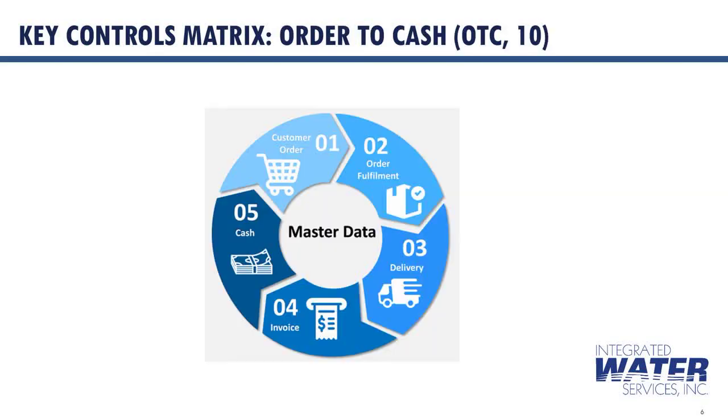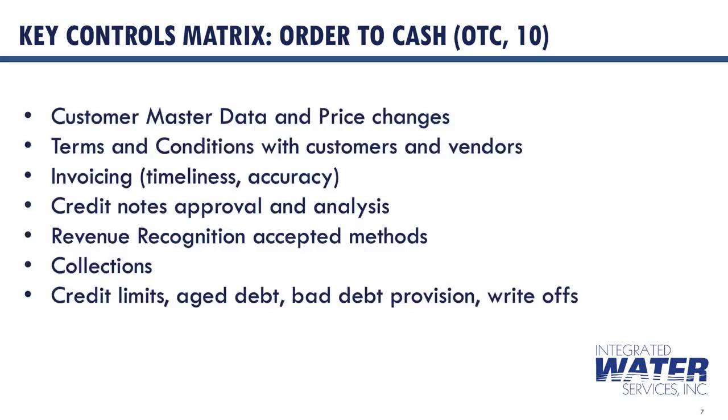The first finance tower covered by the Key Controls Matrix is order to cash. Order to cash is a business process that covers the entire order processing system. This cycle encompasses several steps including order capture, order fulfillment, invoicing the customer, and finally, collecting payment. The effectiveness of the order-to-cash process is crucial for maintaining healthy cash flow and ensuring customer satisfaction in any business. There are 10 key controls in the order-to-cash section of the Key Controls Matrix.